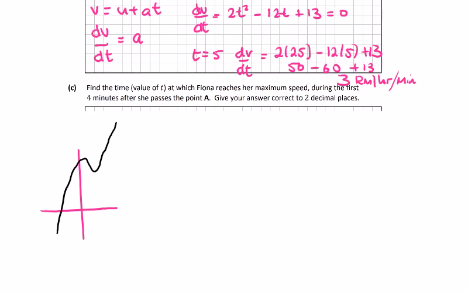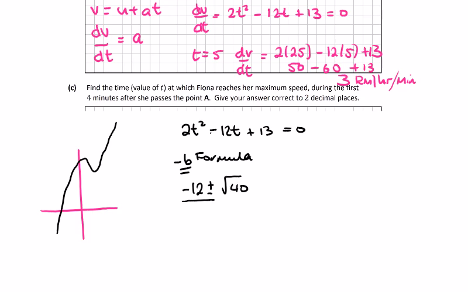So if we look at dv dt, we solve that. So the slope will be equal to 0, 2t squared minus 12t plus 13 is equal to 0, and this definitely doesn't factorize, so the minus b formula. Write it into your copies. We're going to get minus 12 plus or minus the square root of 144 minus 8 by 13, which is 104. It's definitely square root of 40 over 2 by 2.